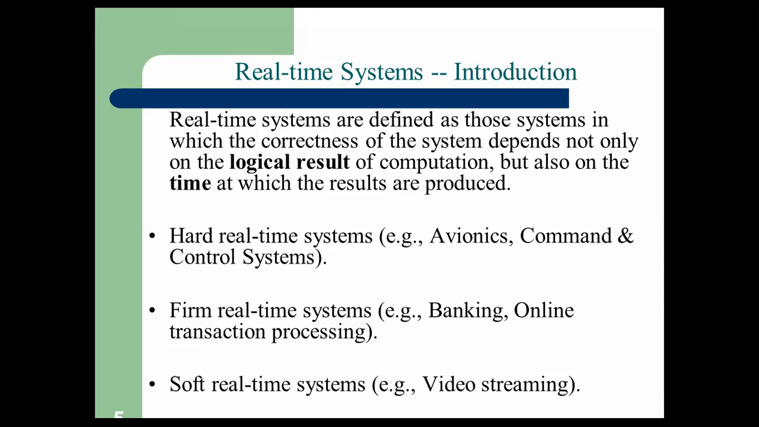We are currently using various videos or audios we can see here. But online we are working on that. If we have the net facility, then we can use the video streaming as well. So such type is called the soft real-time systems. So this is the classification for the real-time systems here.